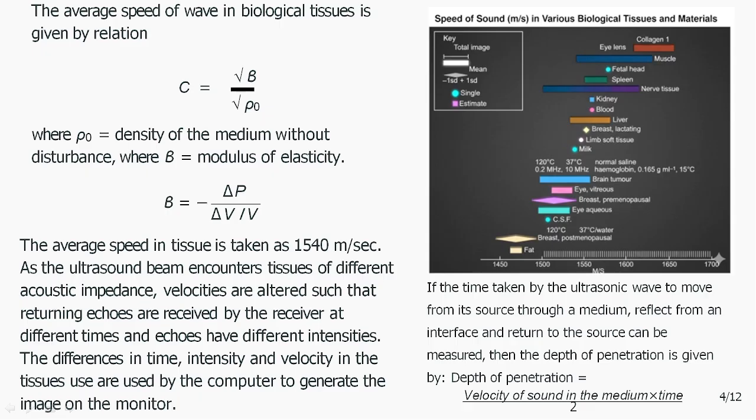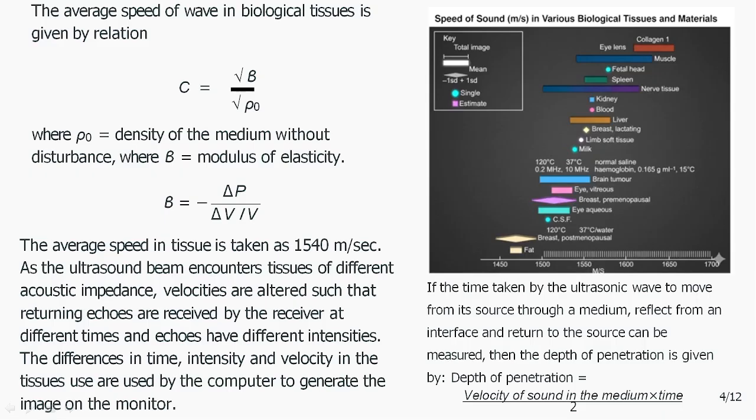So there are different velocities while the wave travels inside these different tissues, and they depend upon the density of that particular medium and the elasticity modulus. As the ultrasound beam encounters tissues of different acoustic impedances, velocities are altered such that returning echoes are received by the receiver at different times, and echoes also have different intensities, because these tissues also have different attenuations.